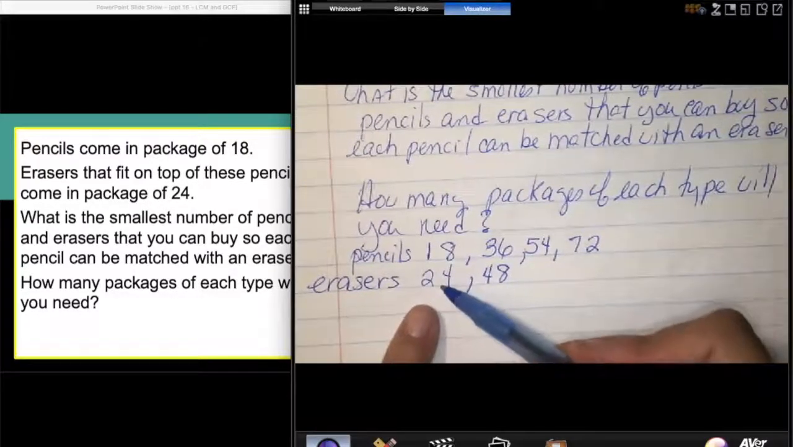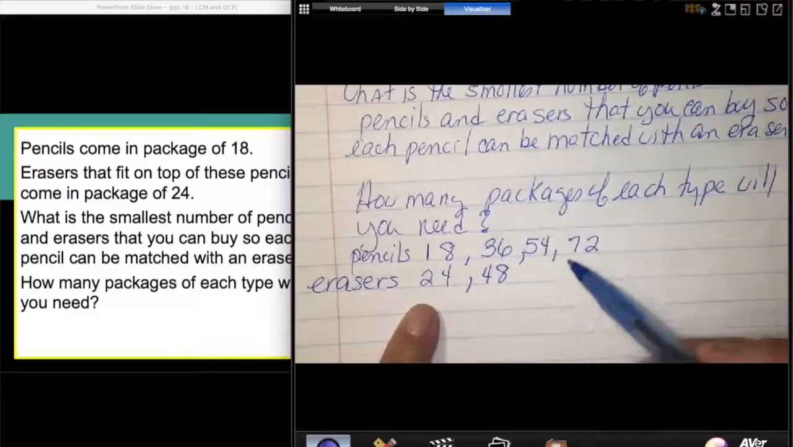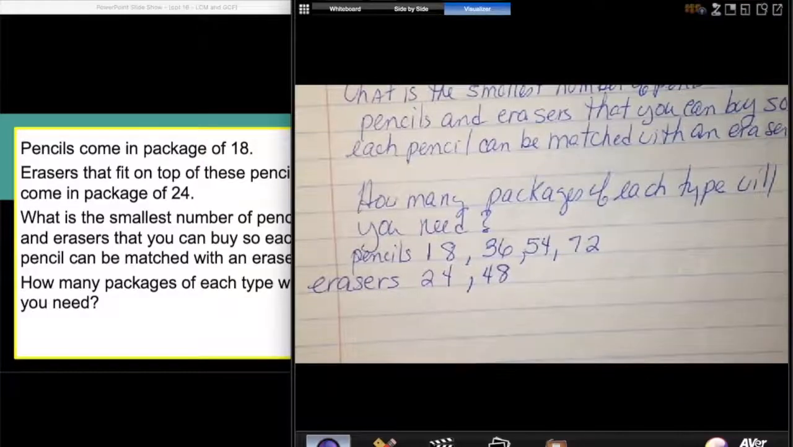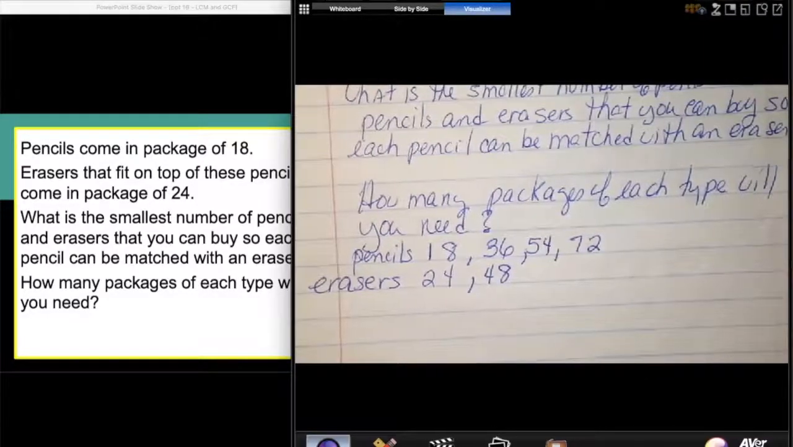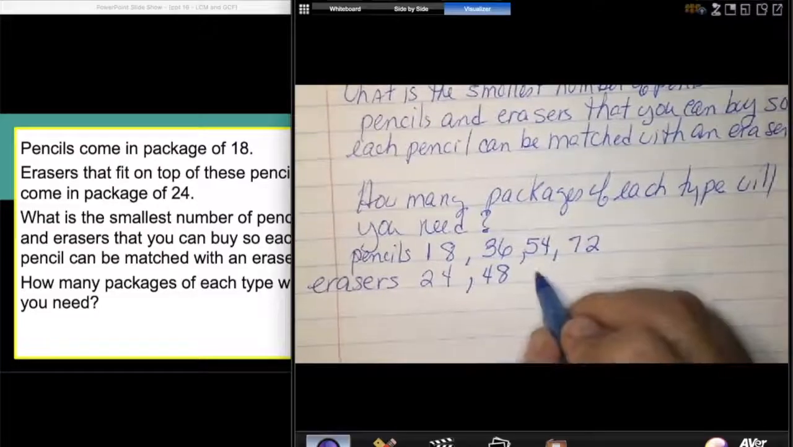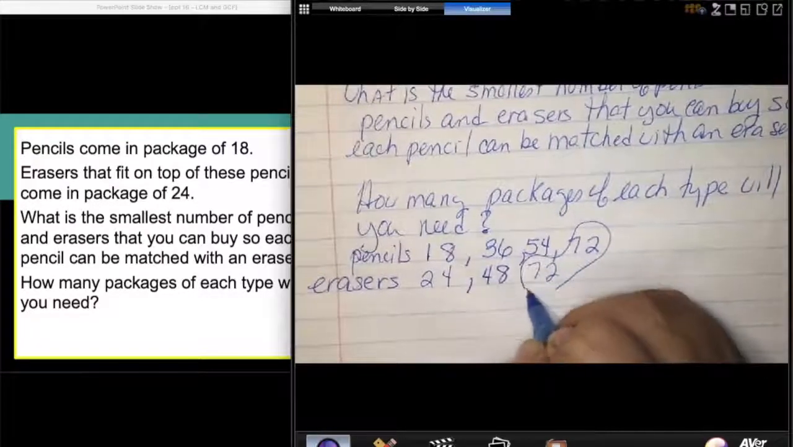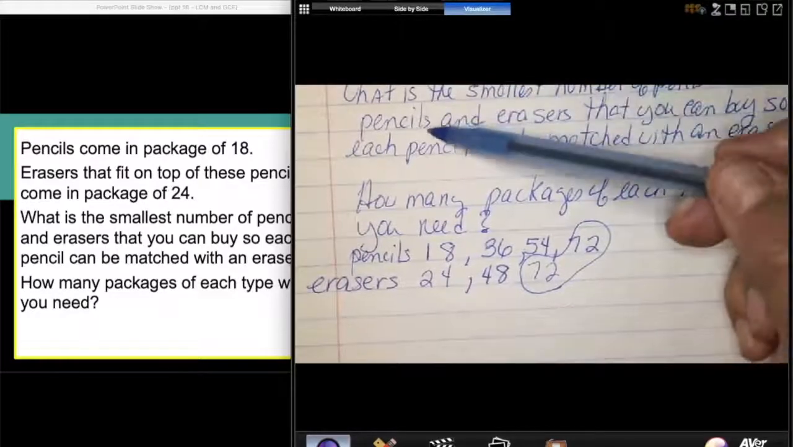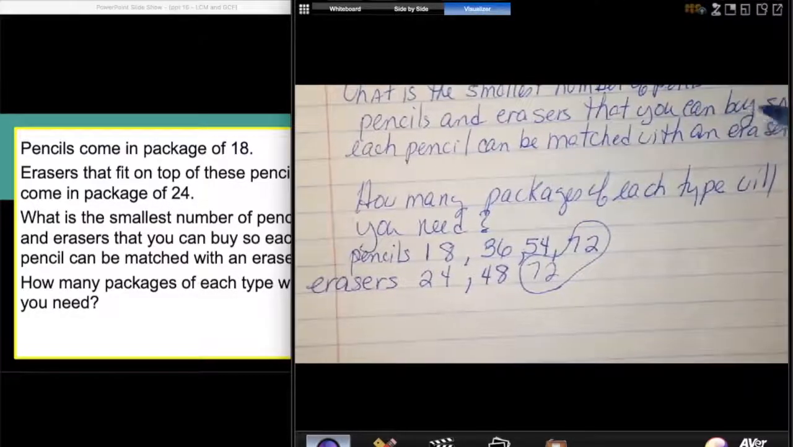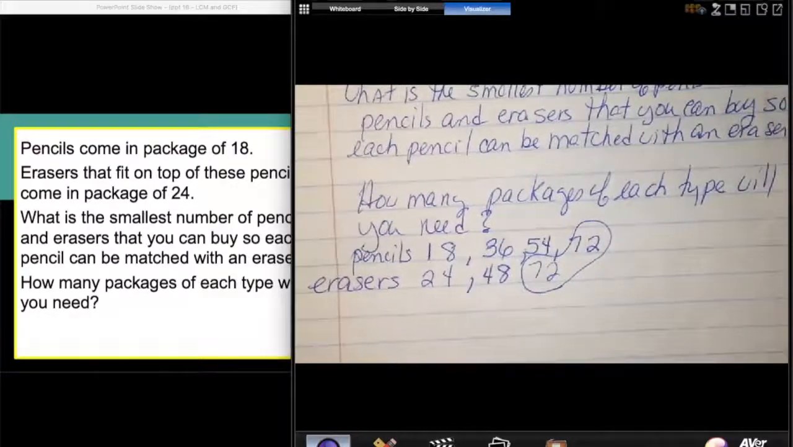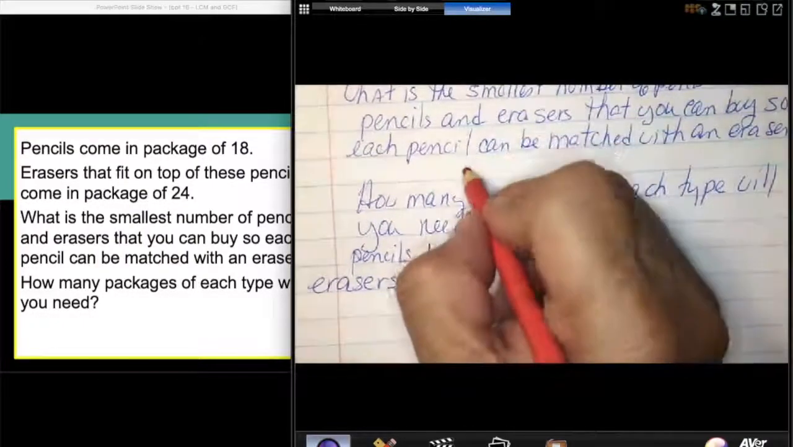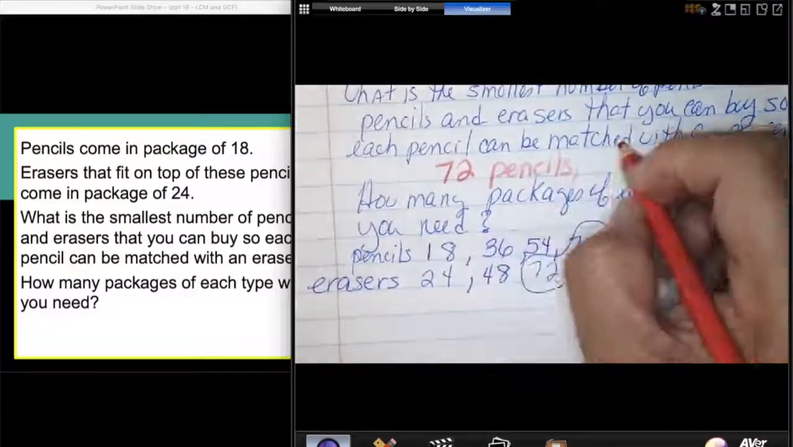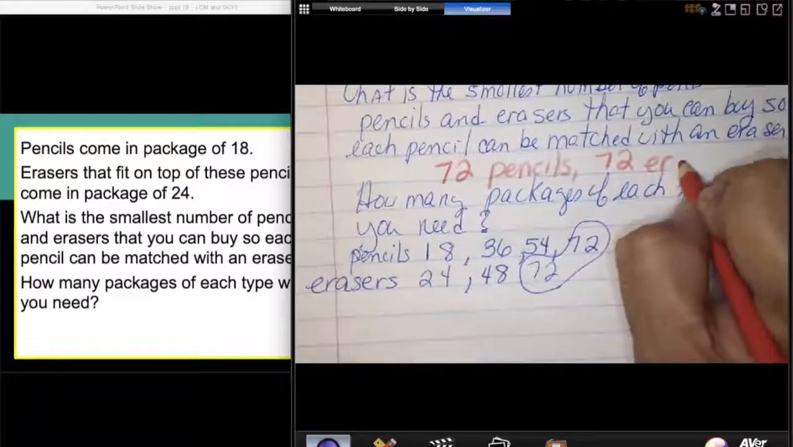Now let's count by 24s, and I'm going to keep going until they match. So 24 times 1 is 24, 24 times 2 is 48, times 3 is 72. There we go. So what is the smallest number of pencils and erasers that you can buy so that each pencil can be matched with an eraser? So I'm going to need 72 pencils and 72 erasers.